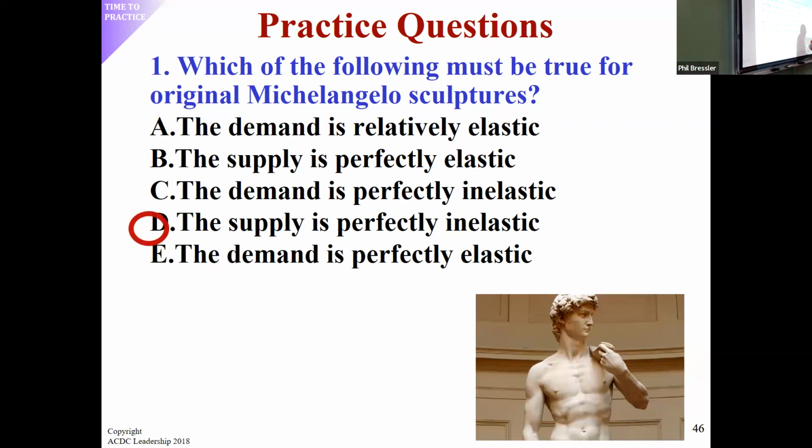So if you're going to look at the graph of Michelangelo's paintings, it might be demand like this. Now, who knows? If income doubles in the world, the demand for his paintings might increase because people have more money and they'd be willing to pay more. Okay? Everyone good on that? Okay.